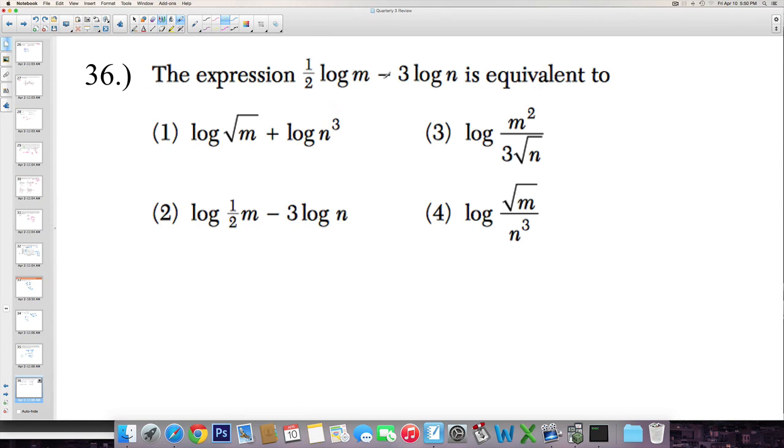We want to know which expression is equivalent to this one right here. So it looks like we need to condense. It's expanded out, so let's condense. So the number in front, the coefficient, will become the exponent, so the power rule. So we have log m to the 1/2 minus log n to the 3rd.